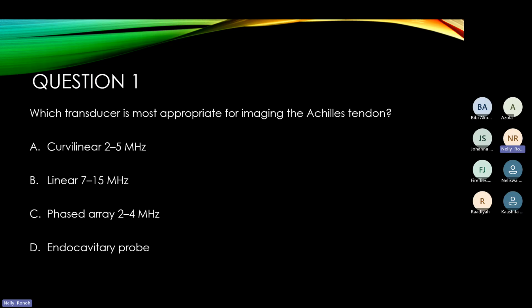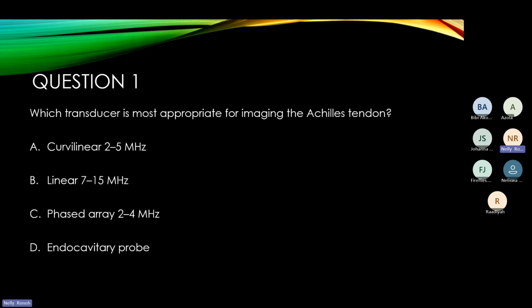So the first question I want to ask is, which transducer is the most appropriate for imaging the Achilles tendon, and why? Somebody could try. I think your answer would be B, because the Achilles tendon is superficial, so you want one with a higher frequency, the 7 to 15. Yeah, thank you for that.